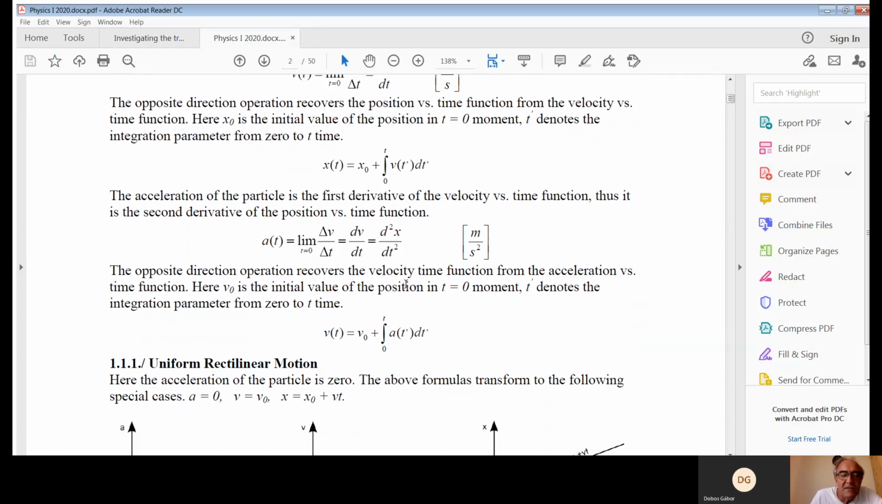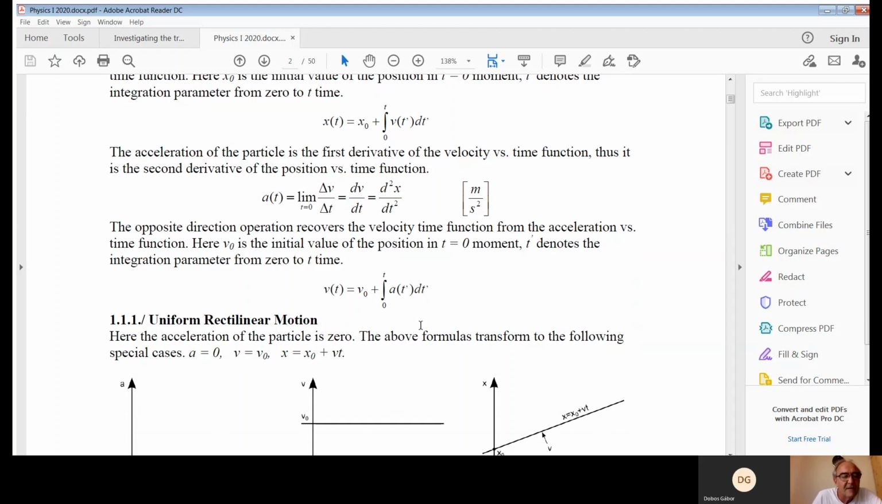The opposite direction operation recovers it in a very similar way as before. From the acceleration, we recover the velocity by having the initial value and integrating from 0 to an actual t value the acceleration, and t prime again is the integration variable, which is different from the t, because t is the end of the integration and t prime is the integration variable according to which this integration or summation is going on. Okay, I hope this was clear.